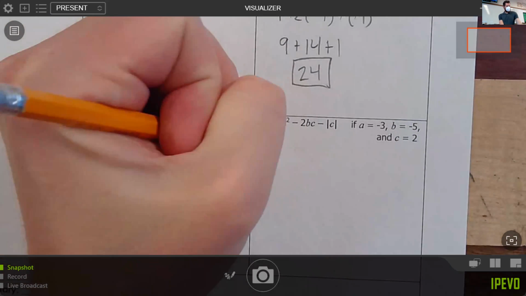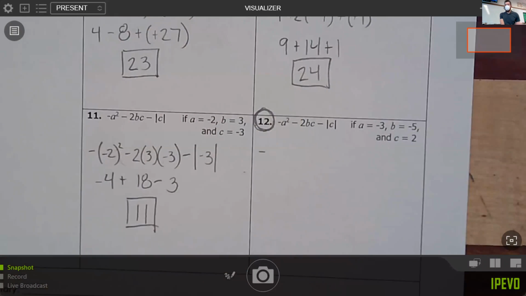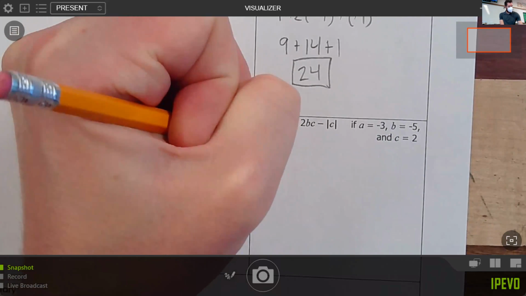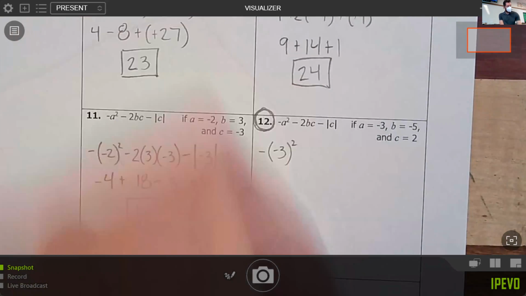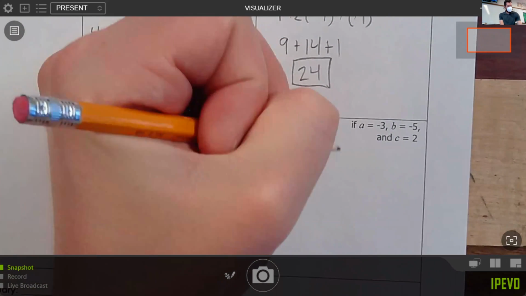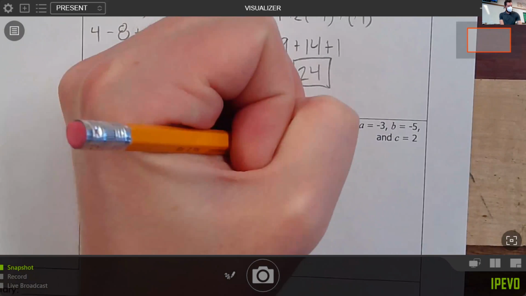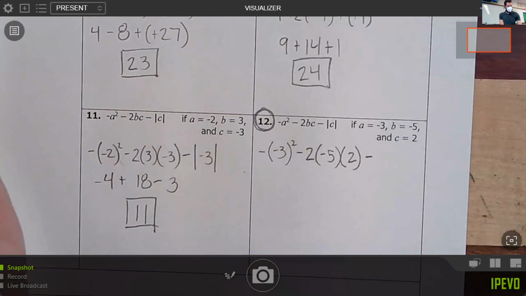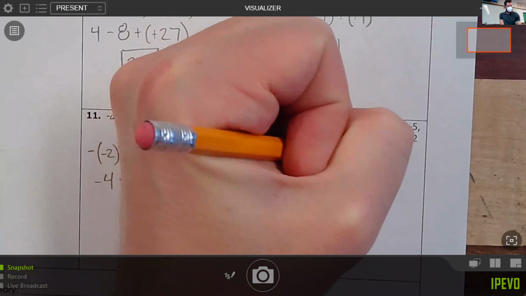So we're going to do the minus stays where it is. And then we substitute in the value of a, which is negative 3. So negative 3 goes in parentheses. That gets squared. Then we subtract 2 times, in parentheses, the value of b, which is negative 5, times the value of c in parentheses, which is 2, minus the absolute value of c, which is 2.